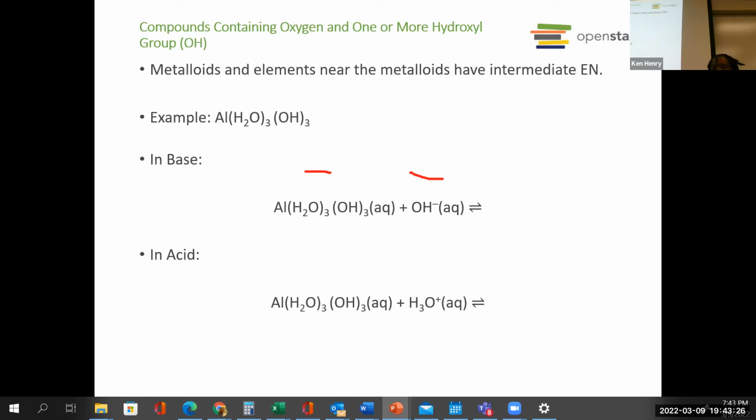Metalloids and elements that are near metalloids have intermediate electronegativity. So they have the ability to be acids and bases depending on who they're pairing up with, right? So this guy, in this situation, what's going to happen? What are going to be the products? Who's acting as the acid? Who's acting as the base?